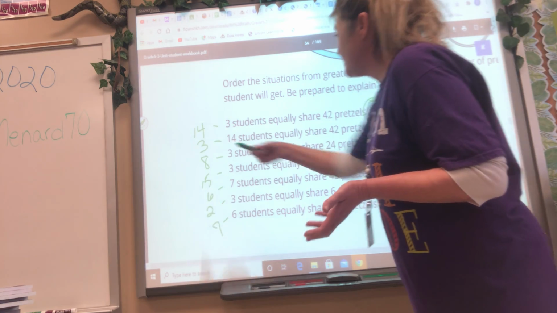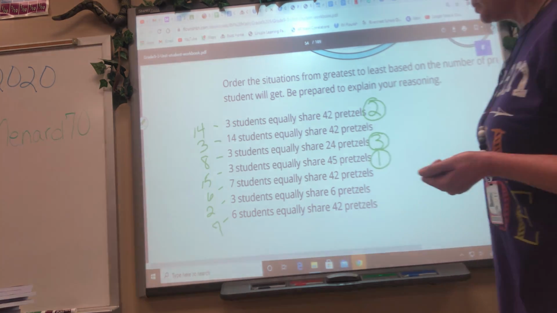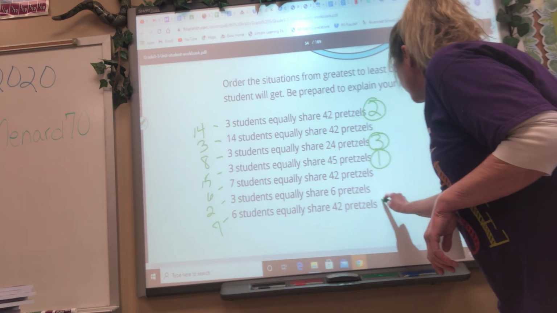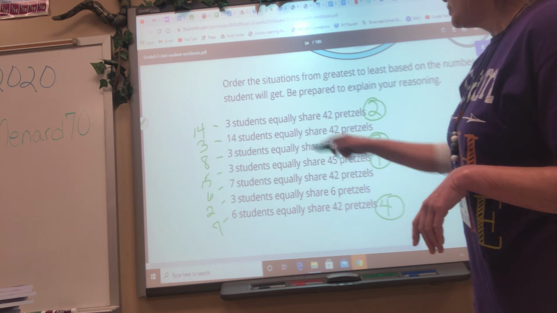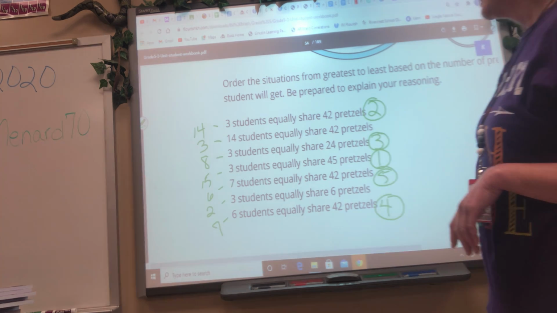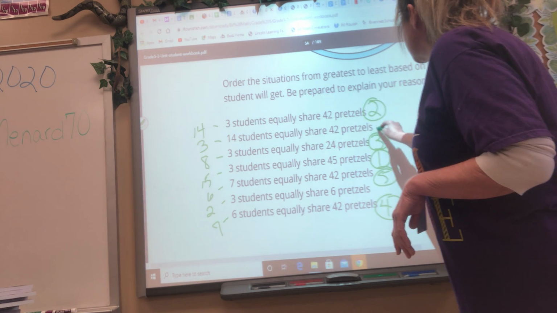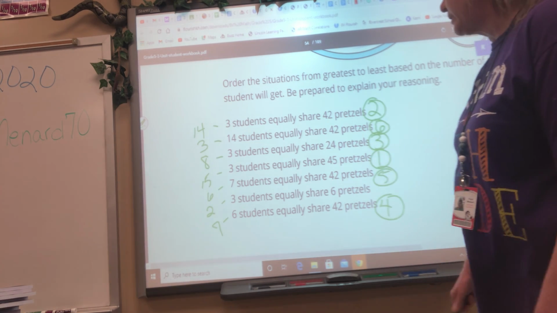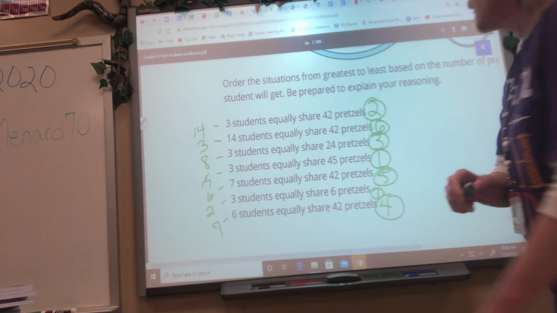24 divided by 3, they would get 8 pretzels. So these kids would be the third greatest. 42 divided by 6 kids is 7. So these kids would come next. 42 divided by 7, these kids would come next. 42 divided by 14, these kids would come next, and then the poor 3 kids that are only sharing 6 pretzels would come in last.